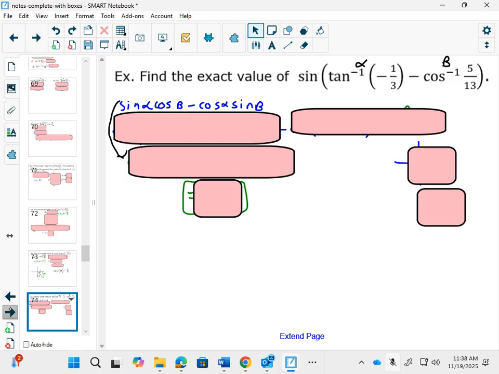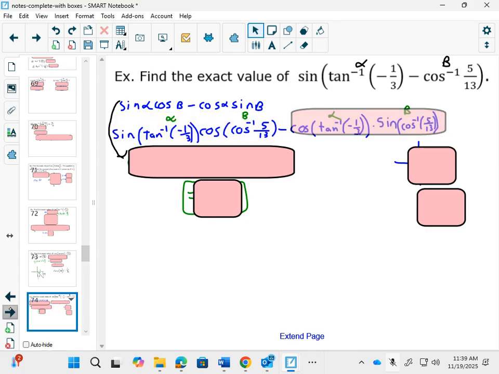Sorry, I apologize. I'm adding an alpha minus beta formula. Tan inverse solves for an angle. Cos inverse solves for an angle. And then I want to find sine of whatever this angle is minus this angle. And sine of one angle minus another angle, does that remind you of your sine alpha minus beta formulas? So you would have this alpha and beta minus this.